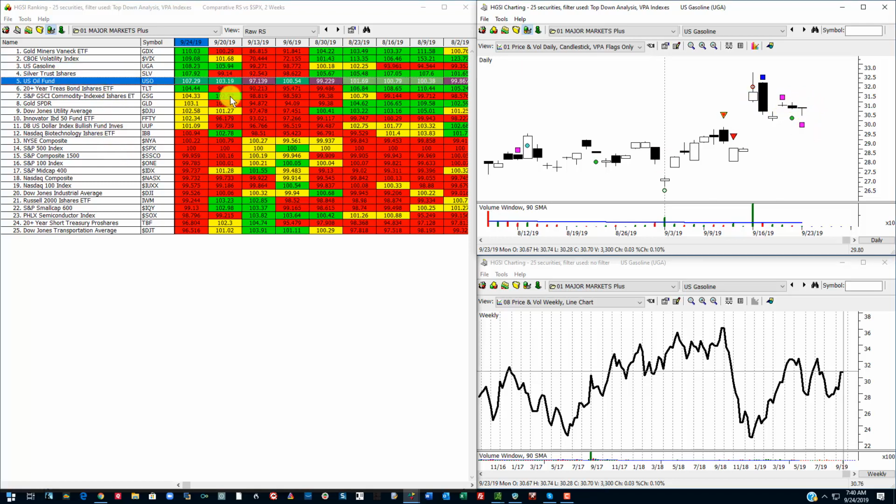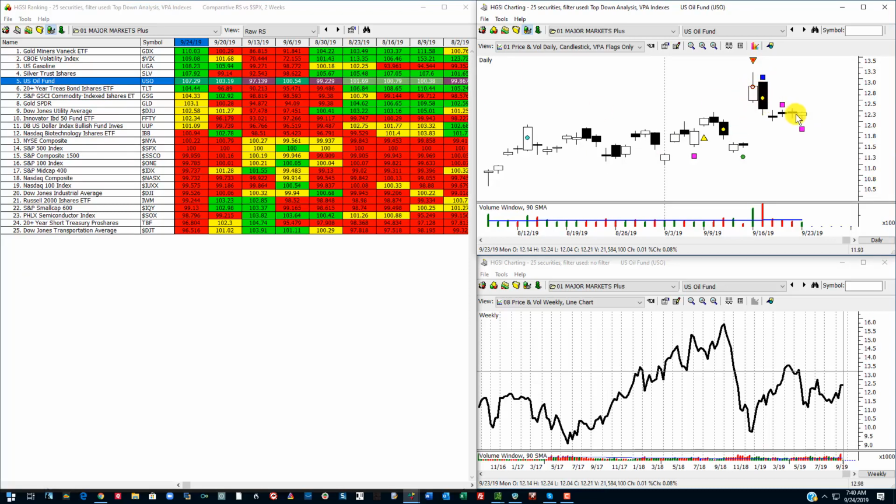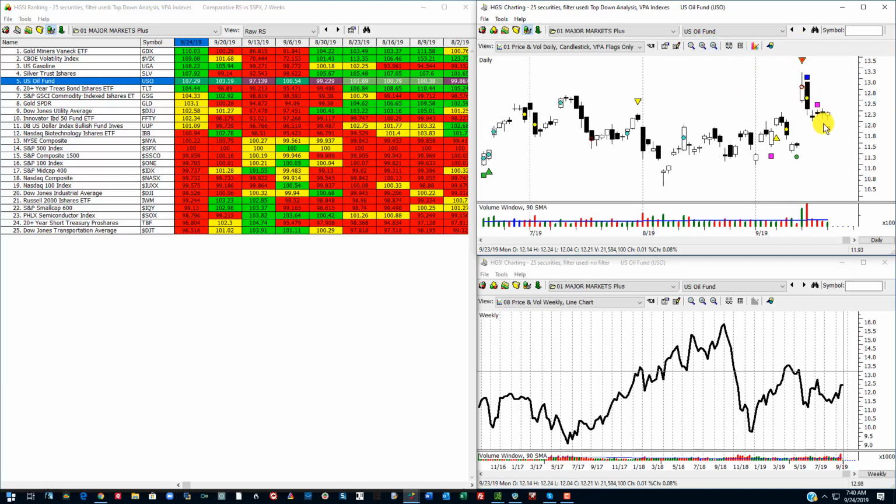Let's look at the oil fund. Same thing, I assume. Big spike up on the news, and then it's really not done much. Some quick profit taking, and it's really not done much since. In HGSI, it's really easy. It's actually better to look at both the charts and, let's say, the warehouse and the ranking modules, because you get different insights into what's going on.